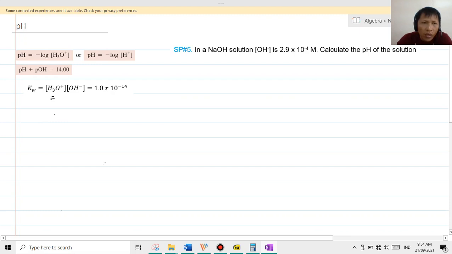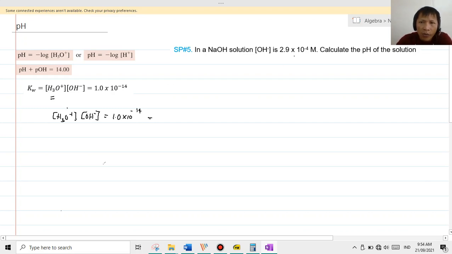So, you can use the ionization constant for water. You have H3O plus times OH, that is 1.0 times 10 to the negative 14. So now, substitute.